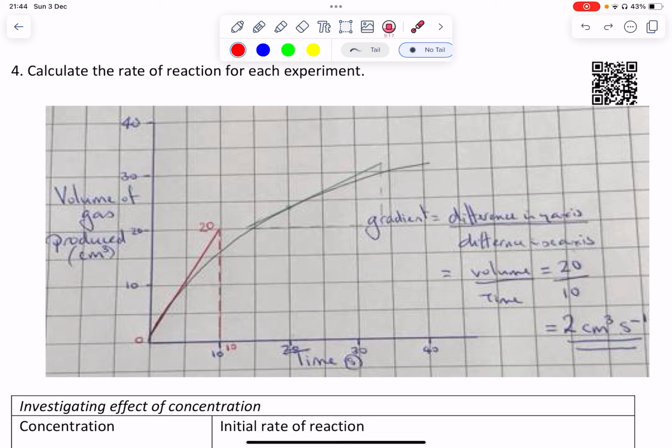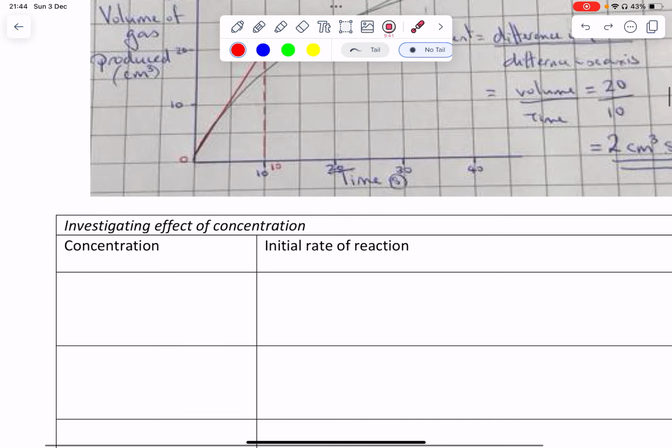So this is telling me at the start of this reaction, the initial rate, the initial speed of this reaction, it was producing 2 centimeters cubed of gas every second. And what you can do is do this for each of your graphs, for each of the different concentrations, and you can then compare the results for the rates of reaction to see if that helps to explain how they are changing. So for each one here, and I'll give you an example.